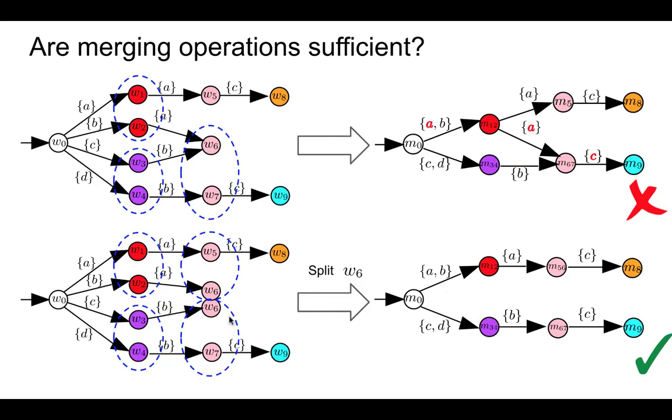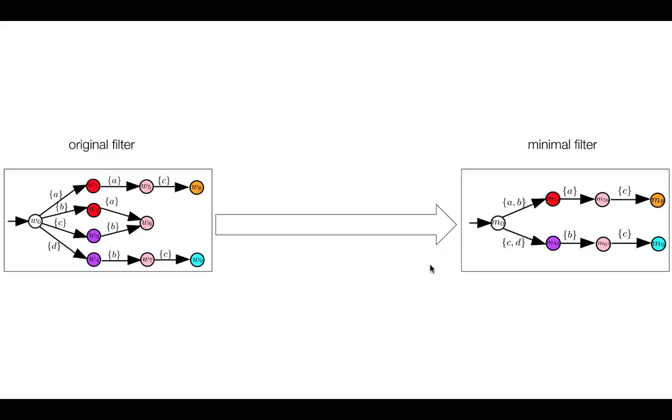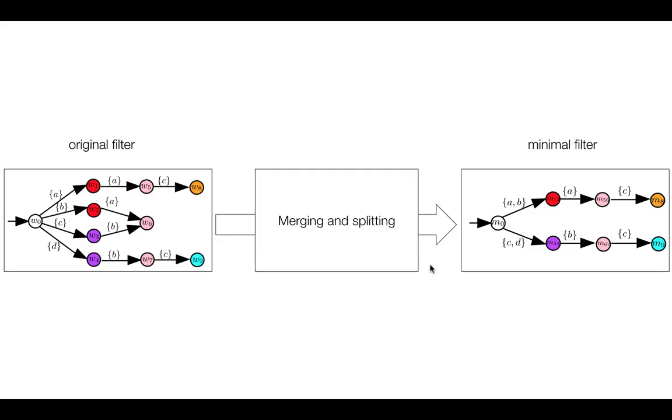We are going to first split W6 into two, one with incoming edge labeled A and the other one with incoming edge labeled B. And we are going to merge the first part with W5 and the second part with W7. If you do this, you will get a minimizer with 7 states. And what we learn from this example is that to reach this minimizer, both merging and splits are necessary. So to minimize a filter, we need to consider both merging and split operations.